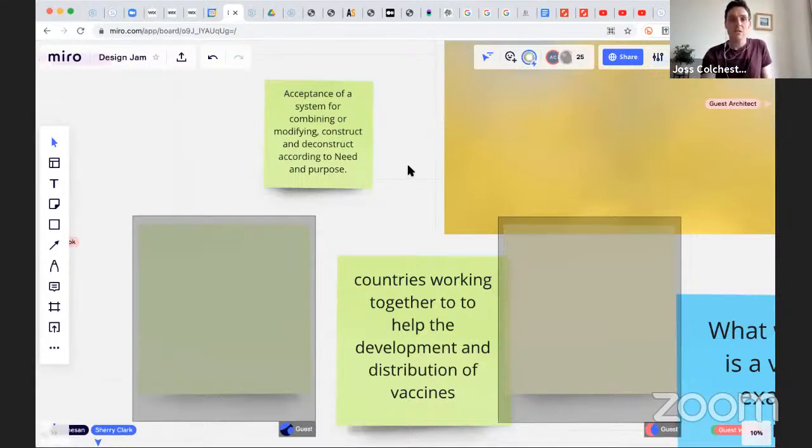Countries working together to help, acceptance of a system for combining or modifying, construct and deconstruct according to needs and purpose. Anybody want to talk on that?